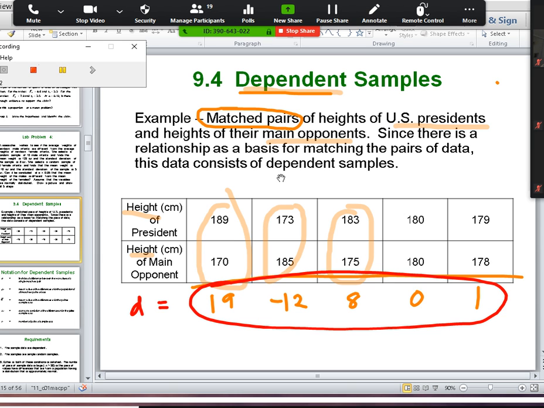And again, the hardest thing is just realizing that that's what you've got. And once you do that, just subtract them, and then it's super straightforward. It's just like chapter 8.